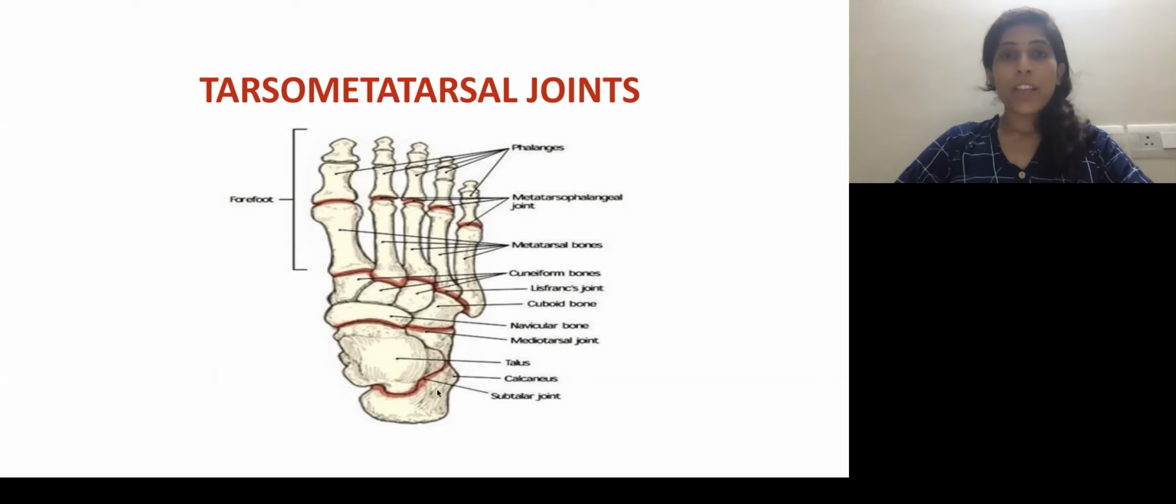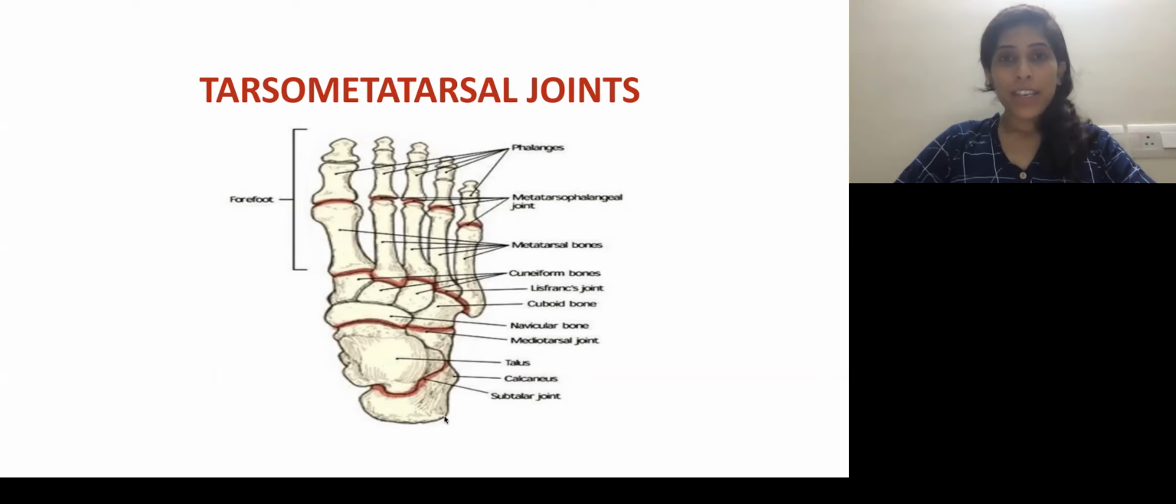The joint between the calcaneum and talus is called the subtalar joint. Then we have the transverse tarsal joint, then the tarsometatarsal joint, then the metatarsophalangeal joint, and we have the IP joints. So all these joints are present in the foot, and as we all know, we have the hindfoot, midfoot, and the forefoot.